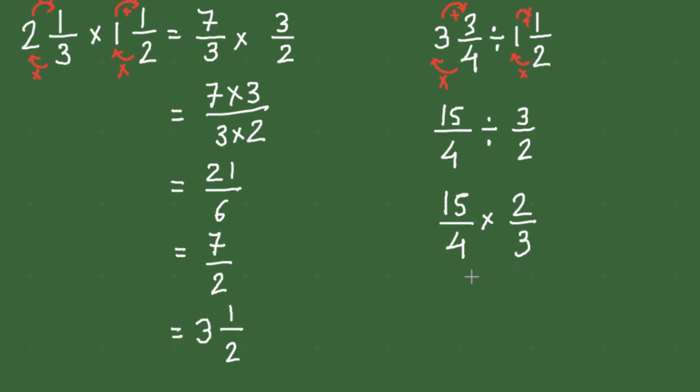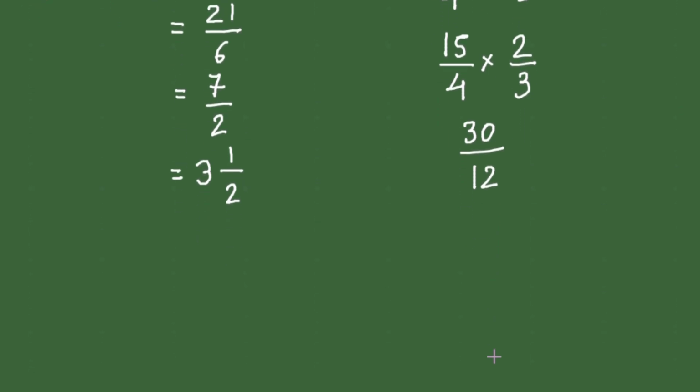Now, let us multiply the numerators and denominators. So, 15 times 2 is 30 and 4 times 3 is 12. Now, 30 and 12 both are divisible by 6. So, 30 divided by 6 is 5 and 12 divided by 6 is 2.